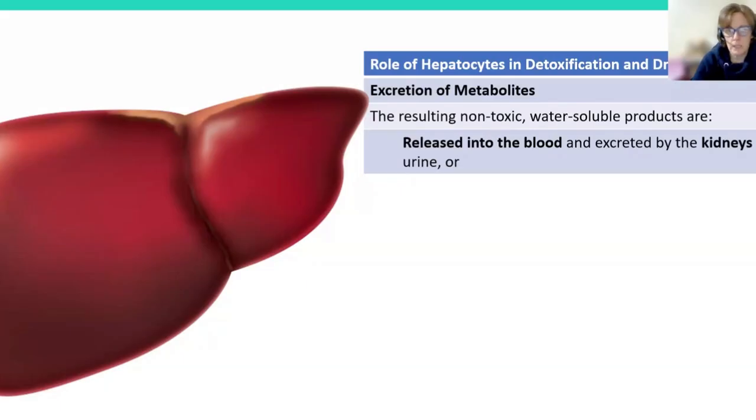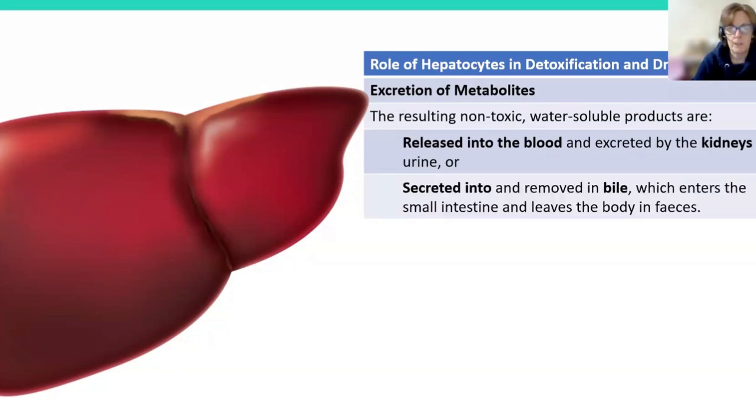So what's going on in the liver is we are creating a substance called urea, and then that is released into the blood, goes all the way around the body until it gets to the kidneys, and it can be excreted in the urine. Some stuff is secreted into and removed in the bile. This will then get excreted into the small intestine. Remember, the bile is produced in the liver also. It's stored in the gallbladder and secreted via the bile duct into the small intestine.